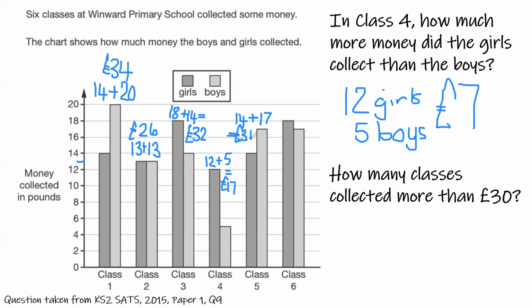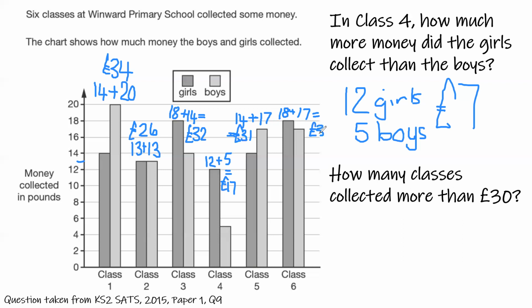And then last one, nearly at the end here. So we've got class 6. We have got the boys comes halfway between 16 and 18. So that would be 17, same as class 5. The girls, it's a little bit more. So they come across at £18. Now, if we add those together, if we add 7 and 8, then we get 15 plus 10 plus 10. That will be 35 in total.